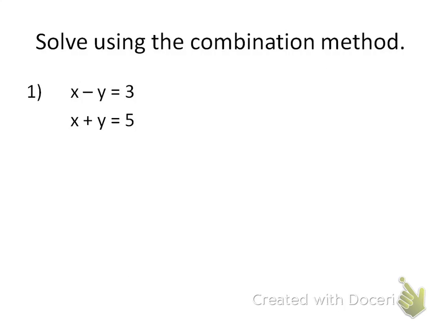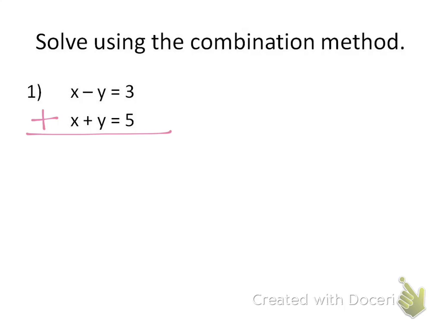So the first thing you want to do is make sure that one of the variables has opposites. So check out the x's. The coefficients here are 1 and 1. The coefficients for the y's are -1 and +1. So are there opposites on any of those? Yeah, the y's are opposites, right? Once you have opposites, you can add the equations.